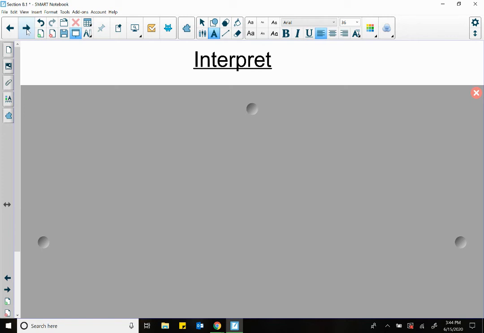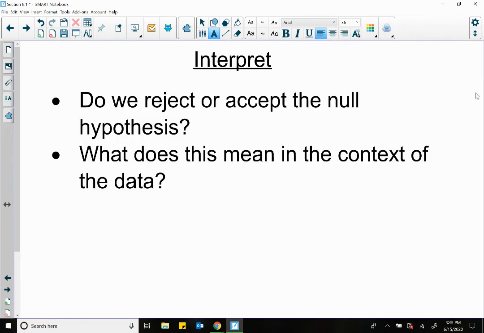Because they're only going to ask you one question, and it comes after the interpreting. So once you know the p-value, this is where the interpreting comes in. And in the interpreting, there's only really two things. Do we reject or accept the null hypothesis? And what does this mean in the context of the data? Again, we're going to dive more into this as we hit 8.2, 8.3, and 8.4. This is just giving you an overview of everything.